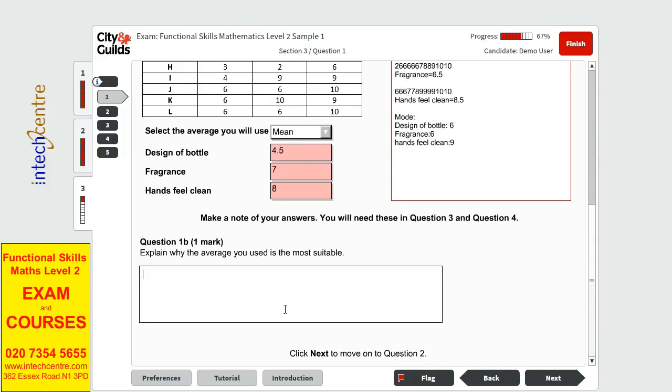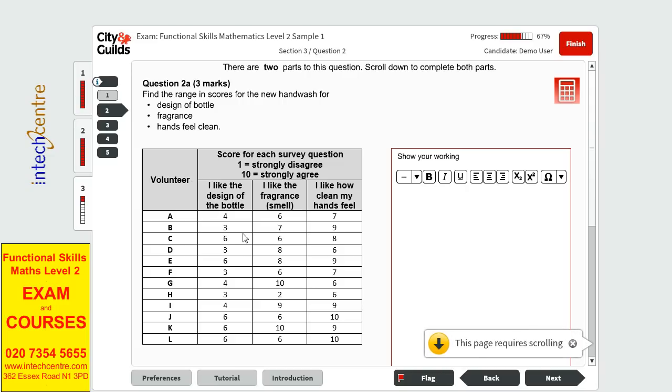Now I will explain why the average I use is the most suitable. The mean is the most suitable average as it includes all the data. For the median, you could say that it excludes the extreme values, which it does. It focuses on the central value, and the mode looks at the most popular value. Please do not forget this. They are very important, and there is a very good chance they will come up in the exam.